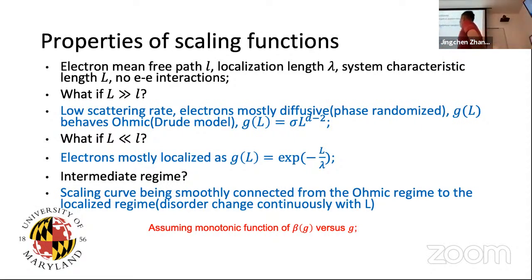Another assumption that we make here is that beta is a monotonic function of G. This implies that G is proportional to the system size, right? That's kind of intuitive, because when we grow the system size, the conductivity grows. So that's the assumption here.